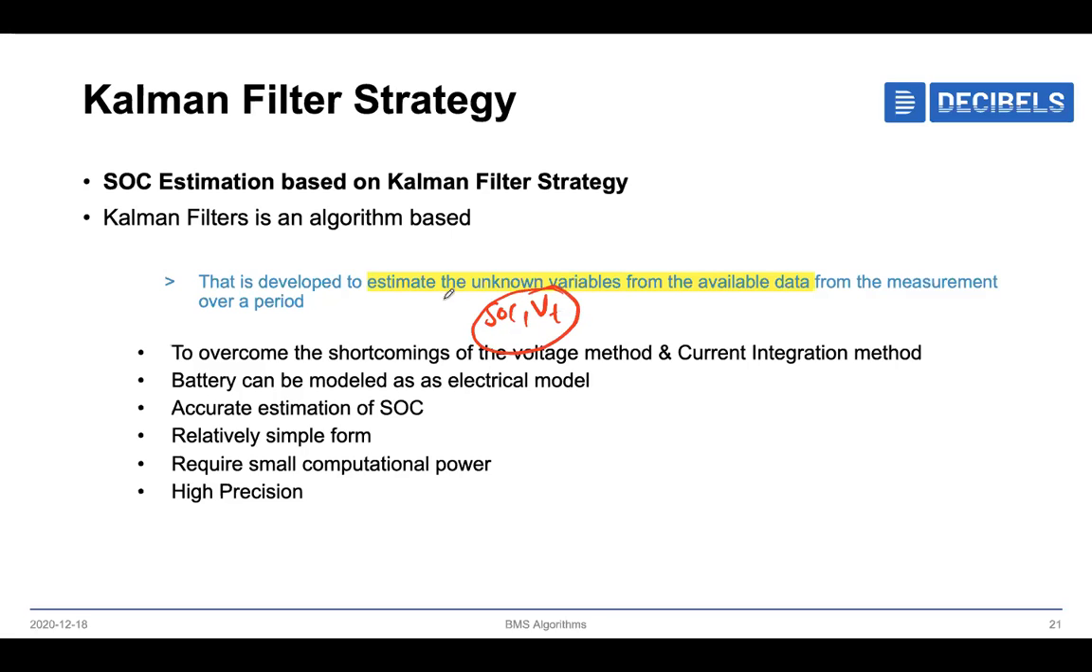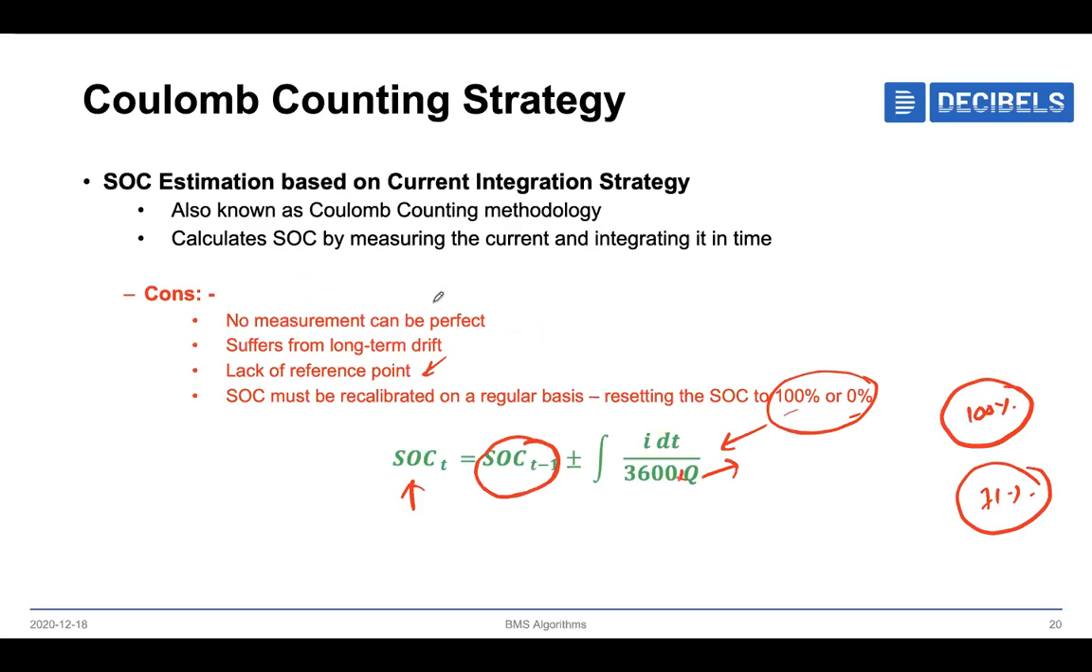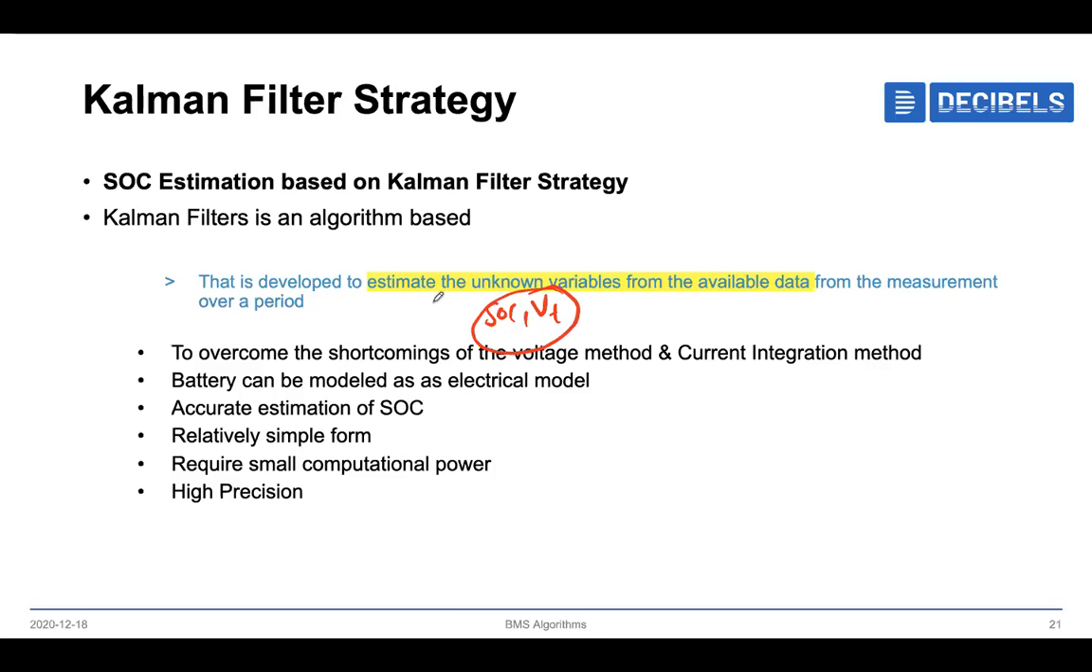So why are we going with this Kalman filter strategy? It is to overcome the shortcomings of the voltage-based methodology and the current integration methodology. Apart from that, we can implement the cell model in this Kalman filter strategy. In these two strategies, Coulomb counting and voltage-based, there is no model talking about how the cell is behaving. But here we can implement the cell model itself, the lithium-ion equivalent circuit model. This makes this strategy more accurate for estimating state of charge.